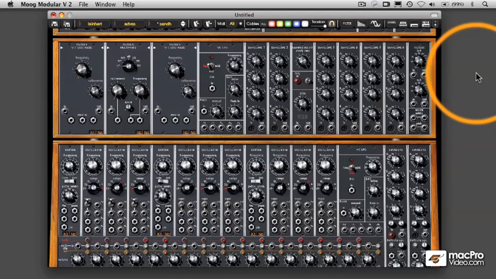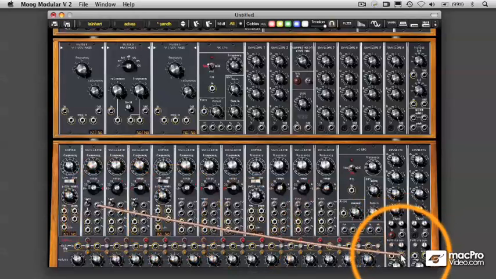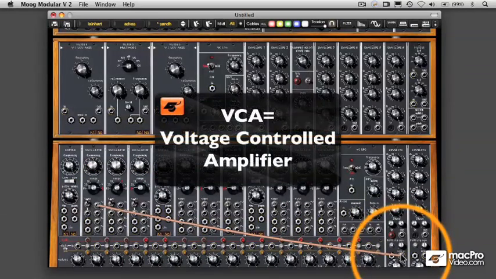So what we're going to do now is get started with the very simplest possible sound, which is just a sine wave oscillator going out to the system. So I'm going to click and drag here on the sine wave output and take it over to a VCA here. And this VCA is going to be triggered by our external USB keyboard that I'm working with here.